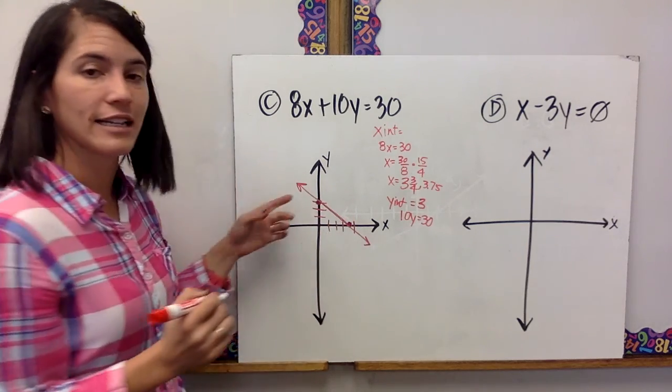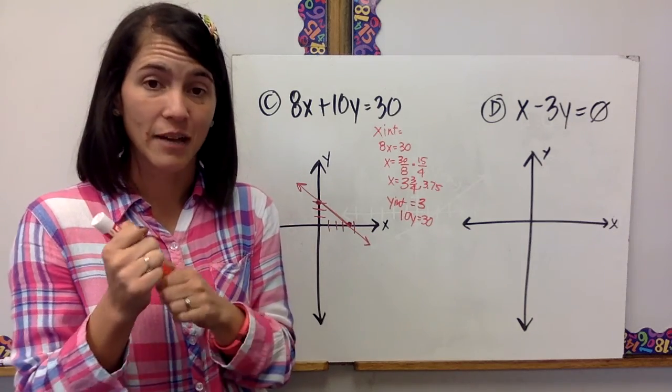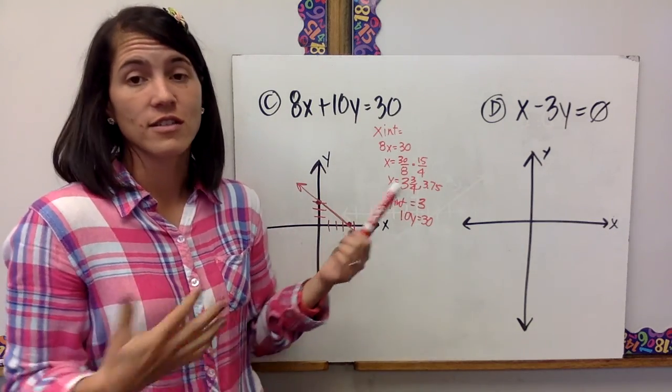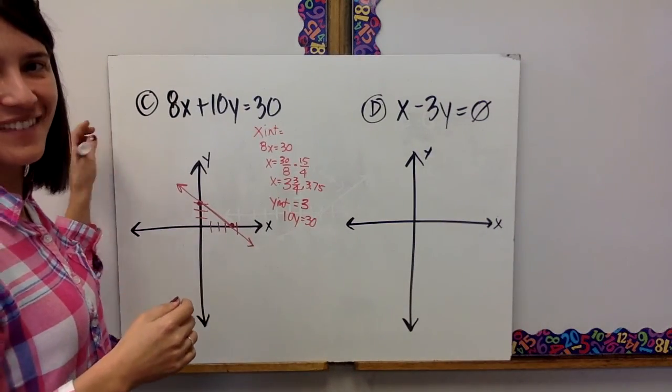And then I draw my line and I extend with my arrows. There's nothing wrong with that. It's not going to be a whole number every time. These are still solutions to your equation. Oh, I need to do D.